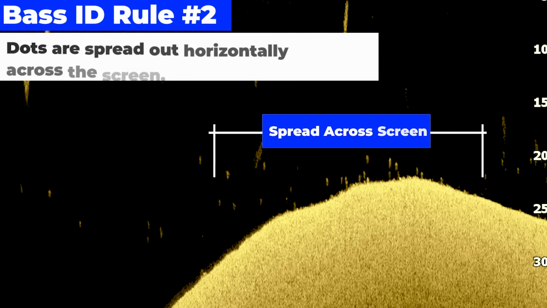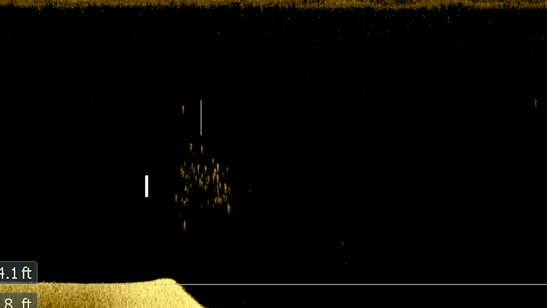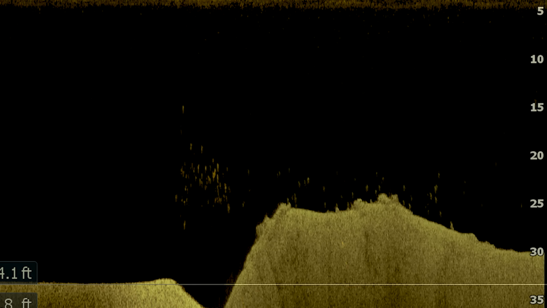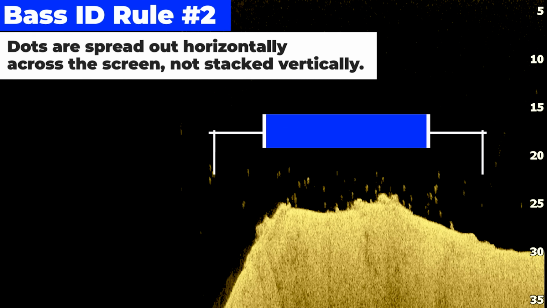The second rule is to look for a group of fish that spread more horizontally across the screen rather than stacked vertically. You may have a group of fish that's stacked 3 to 5 dots tall, but is in a small circular area or in a square area. These are most likely not bass because bass prefer to spread further across the screen or across the bottom of the lake and not be super close together.